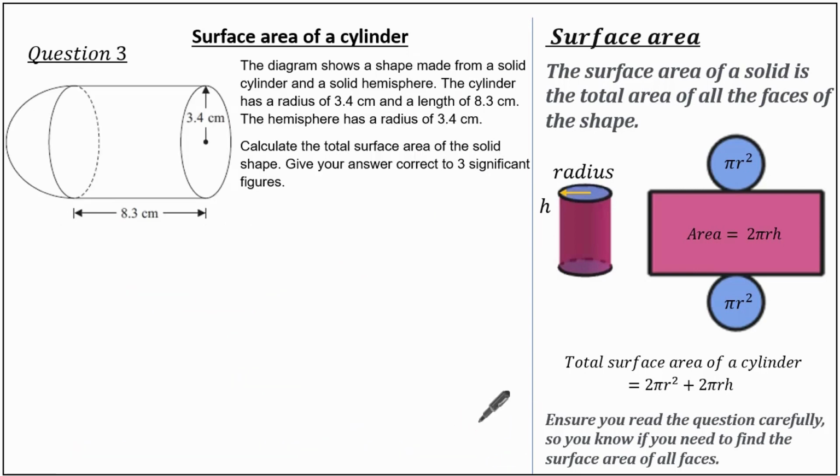Now let's have a look at our last question. Here the diagram shows a shape made of a solid cylinder and a solid hemisphere. The cylinder has a radius of 3.4 centimeters and a length of 8.3 centimeters. We know the hemisphere also has the same radius, 3.4 centimeters. We're asked to calculate the total surface area of the entire solid and give our answer to 3 significant figures.